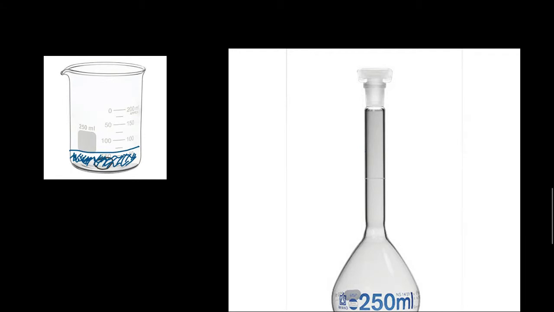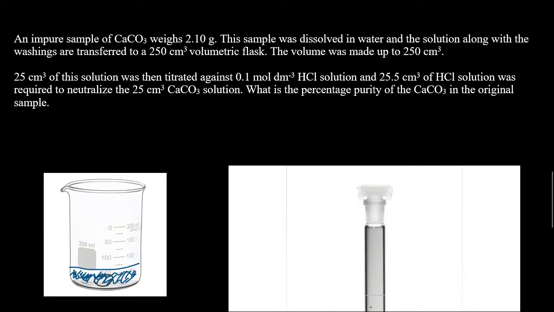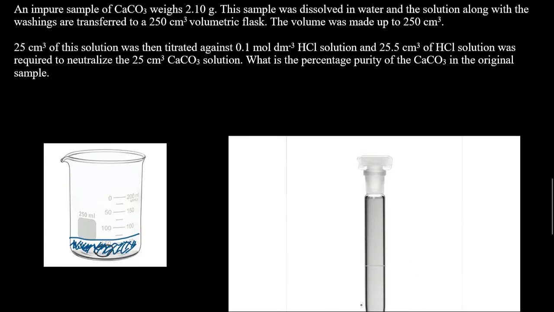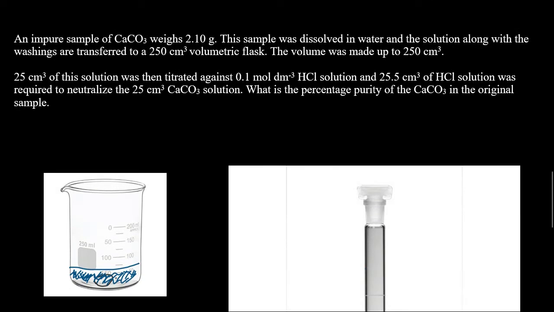You transfer this whole solution into this 250 ml or 250 cm cube volumetric flask, which is the same thing. When you do that, you'd still have some droplets of the calcium carbonate solution attached to the walls of the beaker. So you want to wash this beaker. You add some deionized water to the walls of the beaker, and those are called the washings. You transfer the solution and then the washings to the 250 cm cube volumetric flask so that none of the calcium carbonate is left behind.